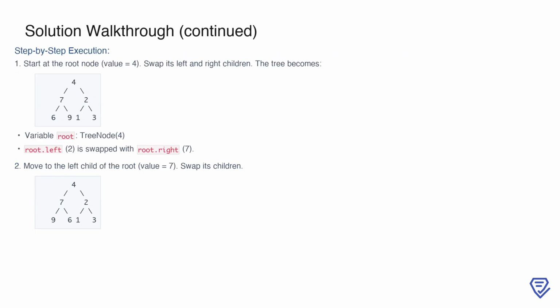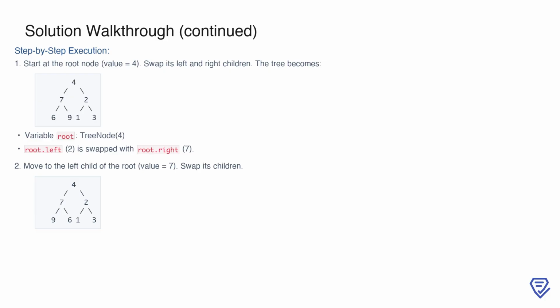In this example, the input tree has a root node with the value 4, and it has 2 children, 2 on the left and 7 on the right. The left subtree of 2 further contains nodes 1 and 3, while the right subtree of 7 contains nodes 6 and 9. We start at the root node, 4, and the first step is to swap its left and right children. As a result, 7 becomes the left child, and 2 becomes the right child. The tree now reflects this initial inversion.